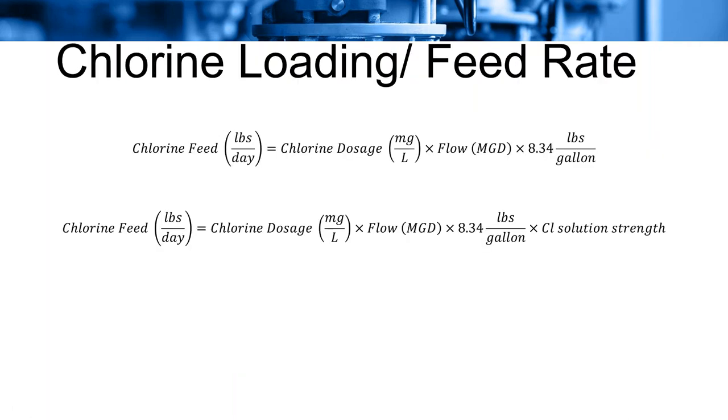Other forms of these equations are that the chlorine feed is equal to our chlorine dosage times our flow times our 8.34. That's really just a rearrangement where the flow and the unit conversion were on the other side of the equation, but they were divided. If we multiply both sides, we get these equations that we have here. The other form is if we include our chlorine solution strength for the second one. I recommend writing these down because at the end of the lesson, we are going to utilize a problem that has these formulas. I'm going to leave this up for about 20, 30 seconds.